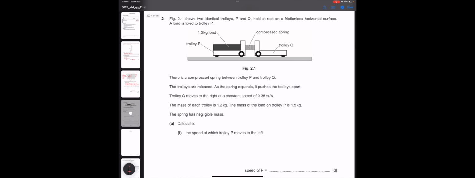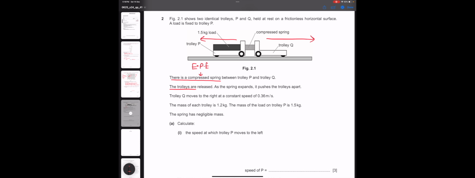Figure 2.1 shows two identical pulleys P and Q held at rest on a frictionless horizontal surface. A load is fixed to trolley P, sorry, I mentioned pulley, these are trolleys. There is a compressed spring. Now, if it is compressed, it should have elastic potential energy, right? The trolleys are released. Now, just think about it. When you release the trolleys, this one will go towards the left, this one will go towards the right.